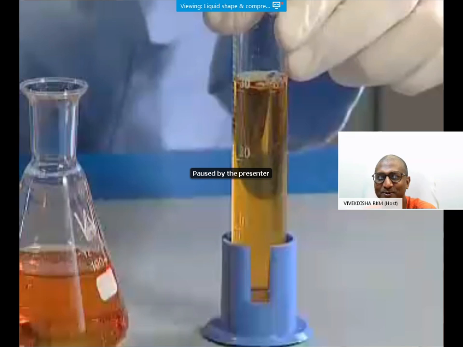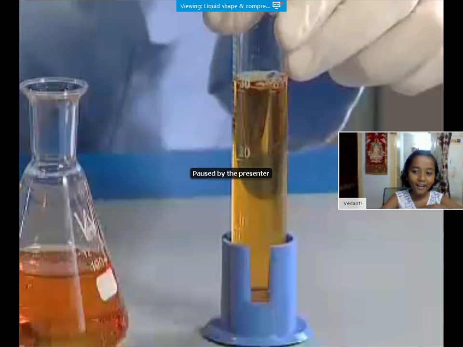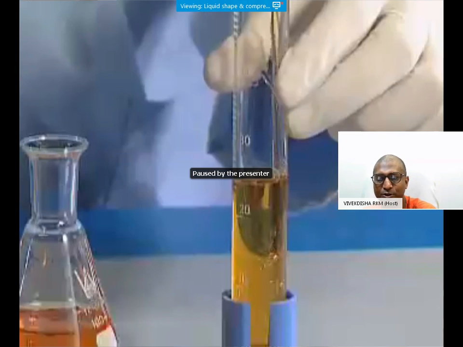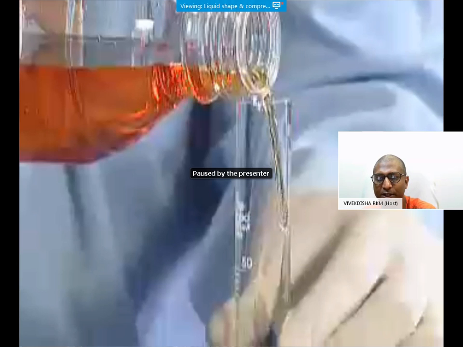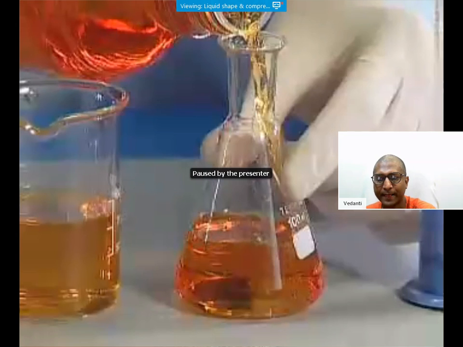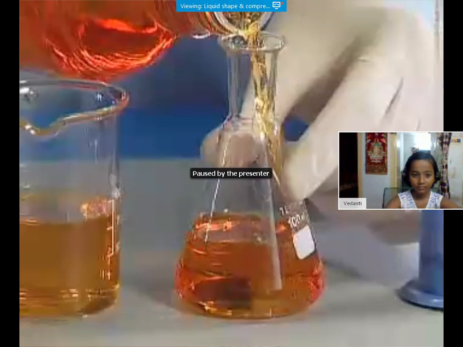No, not a test tube. Vedanti, do you have an idea? Name of the instrument? I've seen it. So it's not the test tube. Vedanti, can you say the name of the middle one, the one the man is holding?